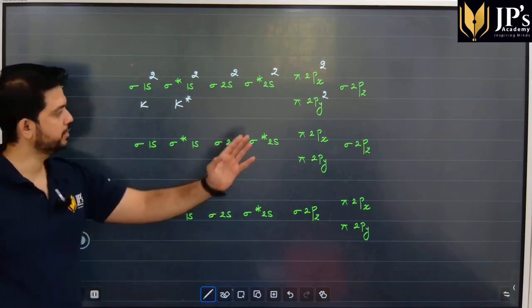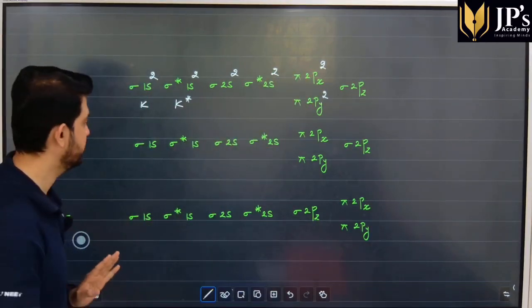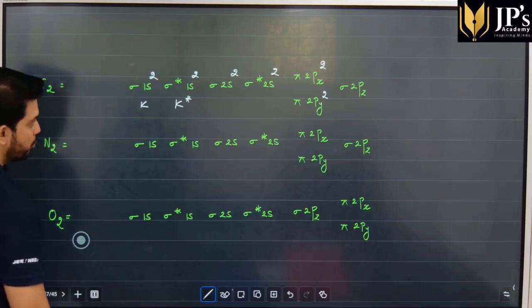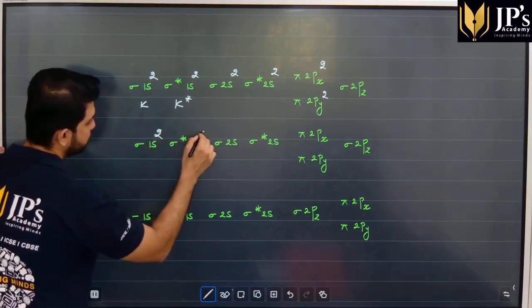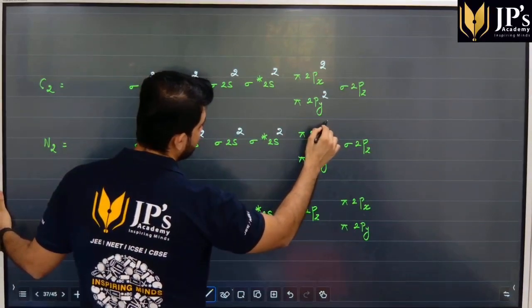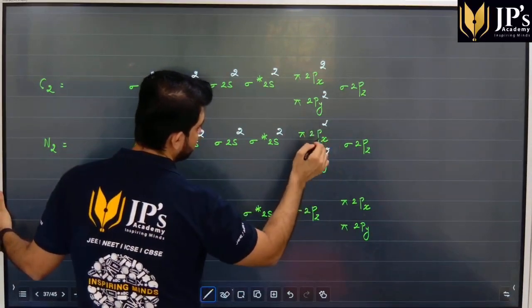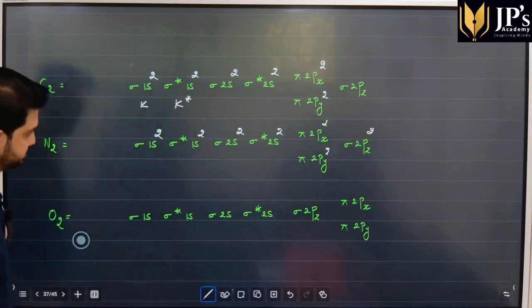I repeat, students, you fill one at a time, and then we are just following Hund's rule over here. Then N2 will have 14 electrons. Let's try and fill that, students. So 2, 4, 6, 8, 9, 10, 11, 12, 13 and 14.